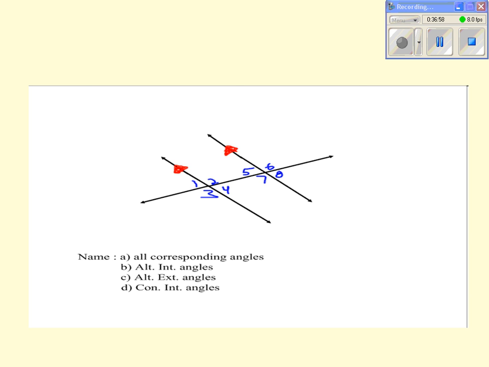All right, write this down, draw the picture. When you write down this bottom part, you might want to skip a line in between each one. We're going to name all the special angles in that diagram.